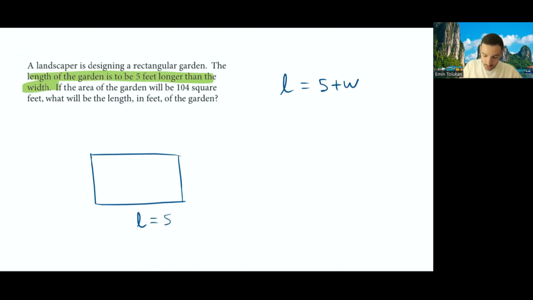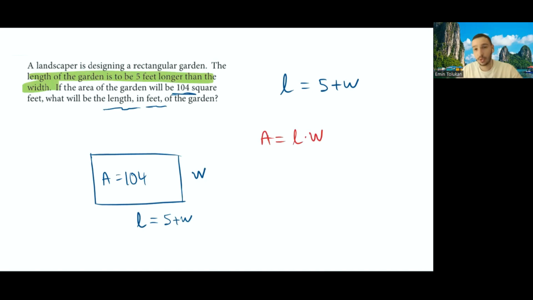So I'm going to write it here, 5 plus W. And the rectangular shape has a width, so I will write it here. This is W. If the area of the garden will be 104 square feet, what will be the length in feet? So we need to find length, and I already have the area, 104. Do you remember what the area equation of a rectangle is? It's L times W, length multiplied by width.